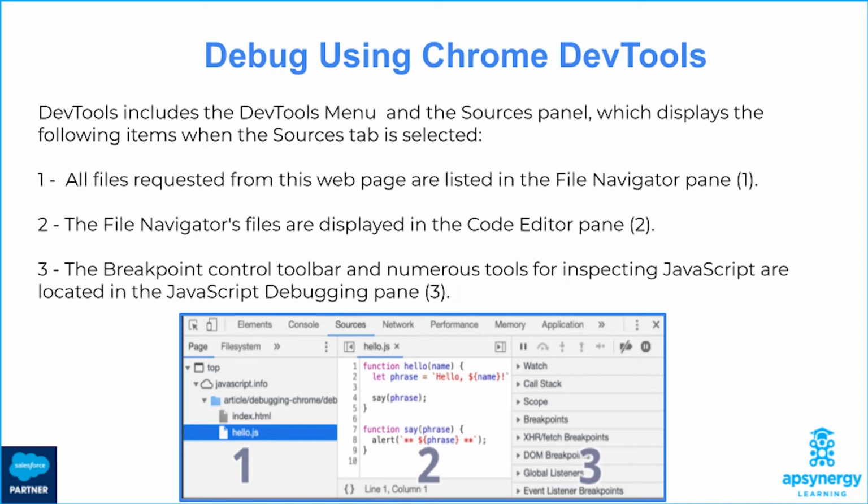Number 2, Code Editor pane. This pane shows the source code. Number 3, JavaScript debugging pane. The Breakpoint control toolbar and numerous tools for inspecting JavaScript are located in this pane. This pane is used for debugging.